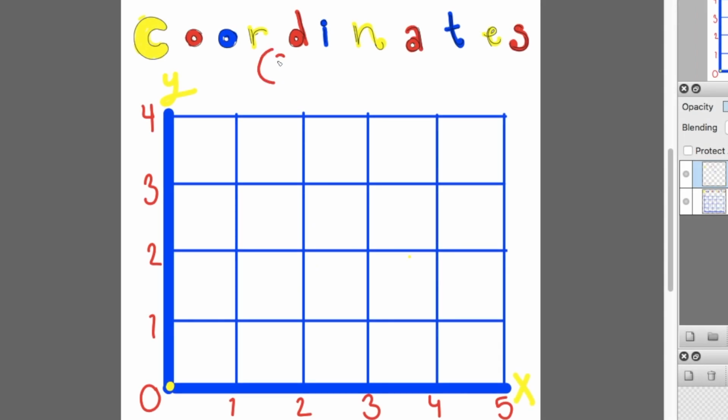Now, on your own, try to find coordinate 5, 4. Pause the video and play it when you find the answer or you're still confused.